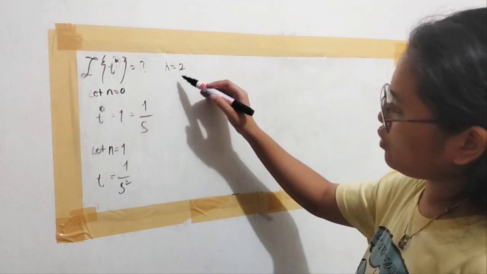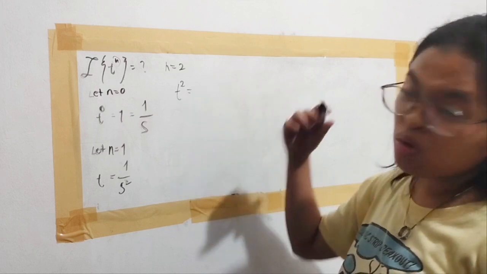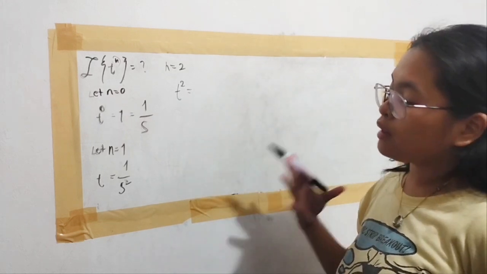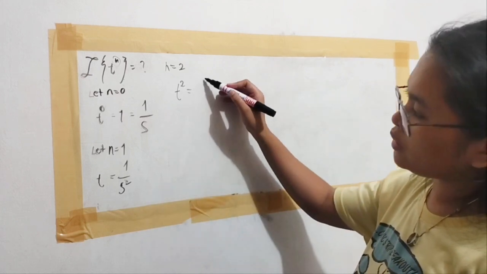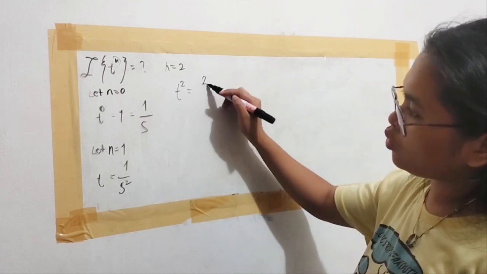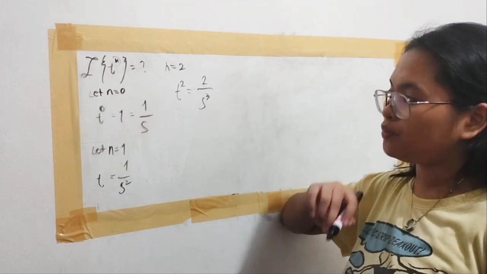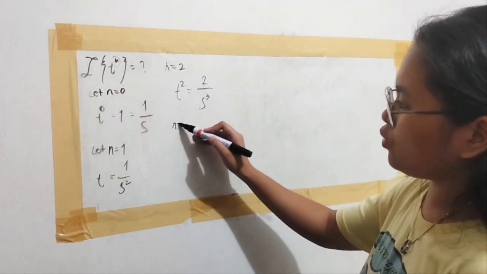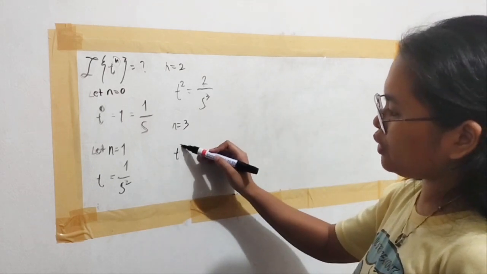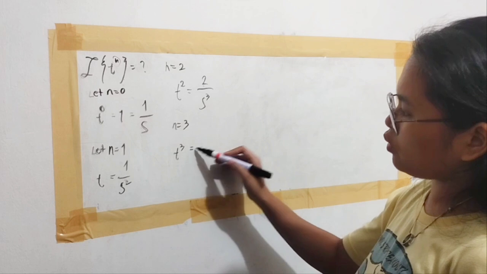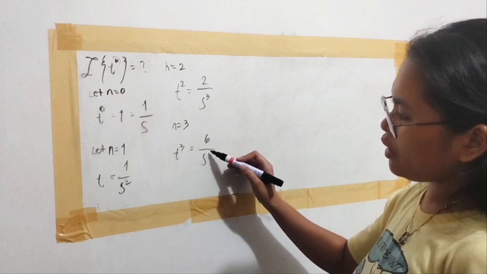So let's say n is equal to 2. Now for t squared, we all know that the Laplace transformation of t squared is 2 over s cubed. Now proceeding to n equals 3, we have t cubed, and it will just become 6 over s to the 4th.